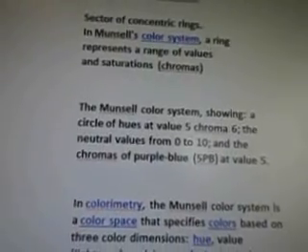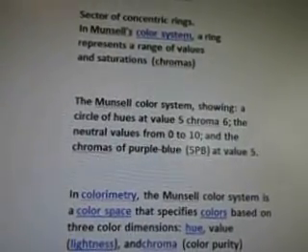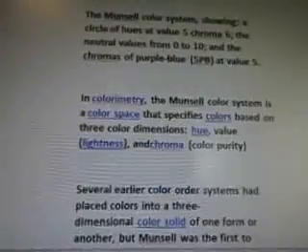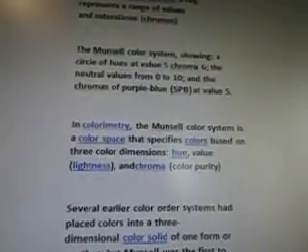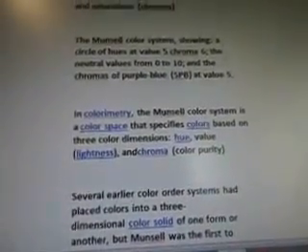Sector of concentric rings. In Munsell's color system, a ring represents a range of values and saturations of chromas. The Munsell color system showing a circle of hues at a value of 5, chroma 6. The neutral values from 0 to 10, and the chromas of purple, blue, 5 PB at value 5.